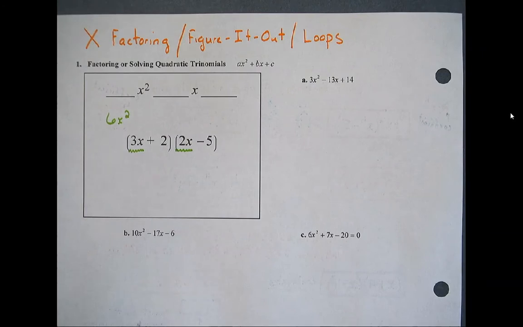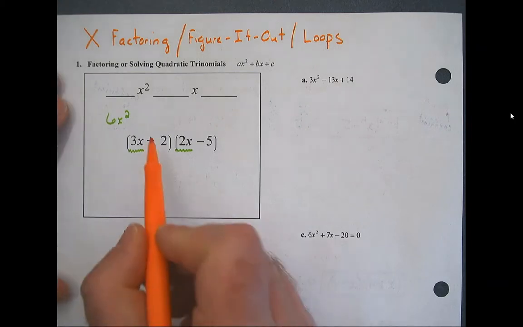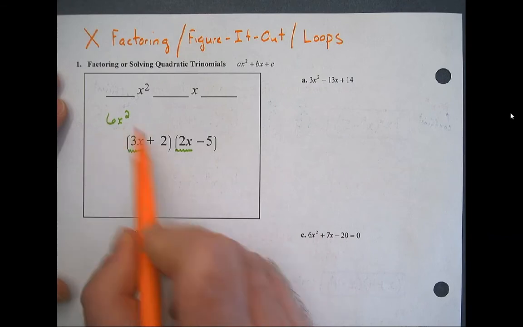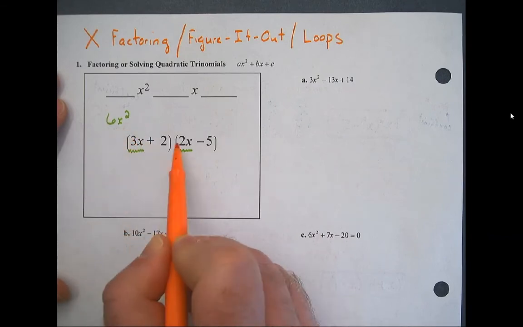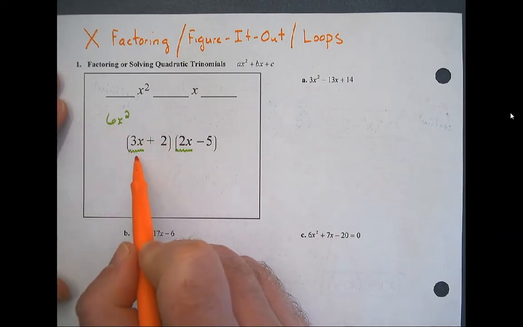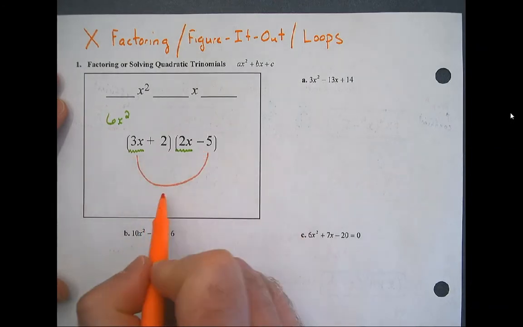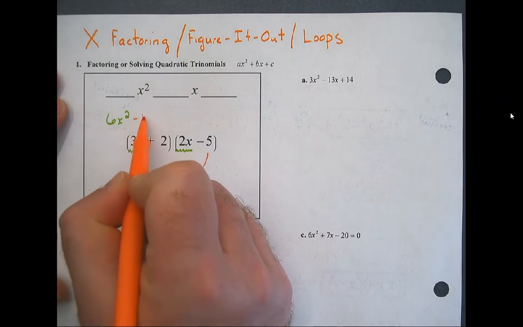Then you would distribute. I'm going to do the loops underneath instead of normally we distribute on the top, so that there's some room. So we did 3x times 2x. That gave us this. Then you would do 3x times negative 5, get negative 15x.